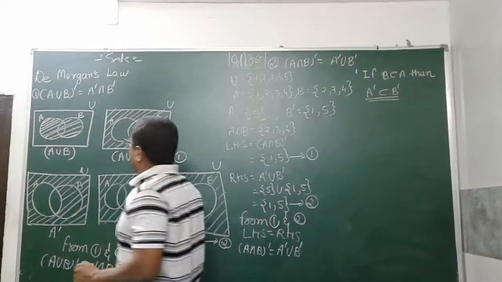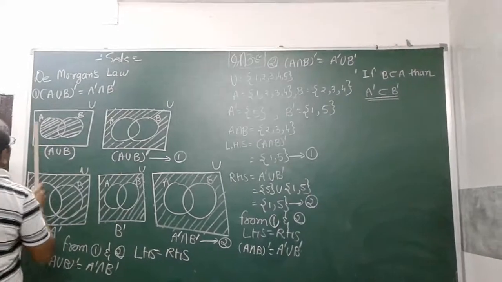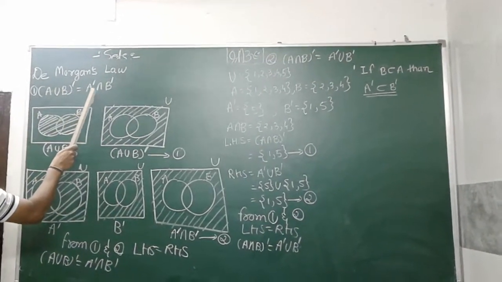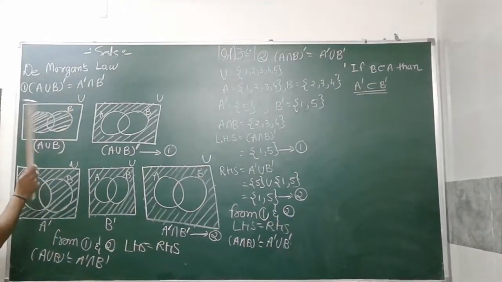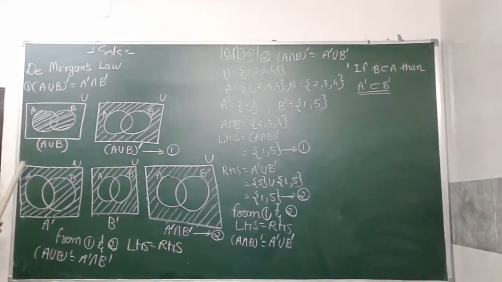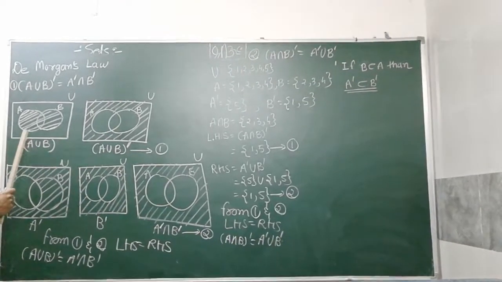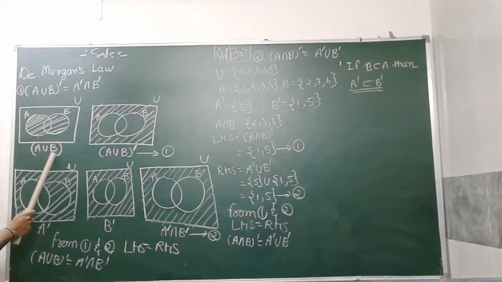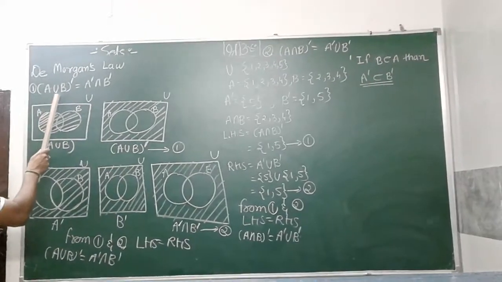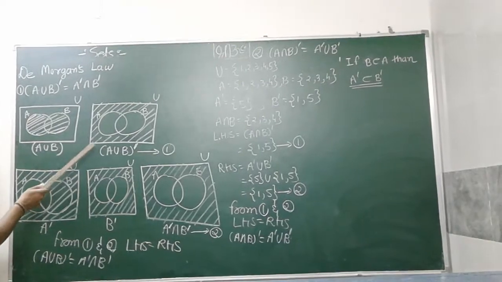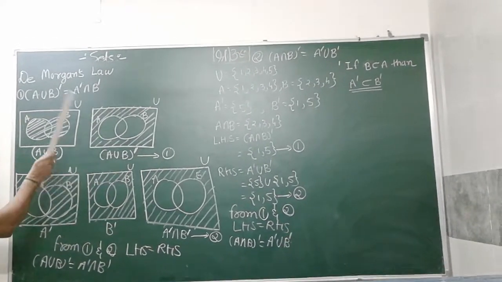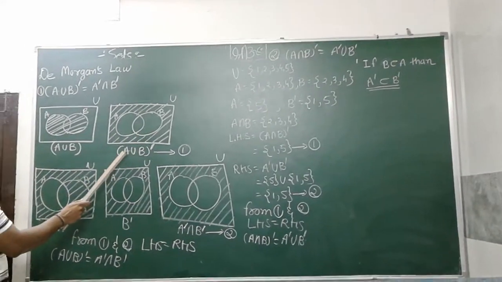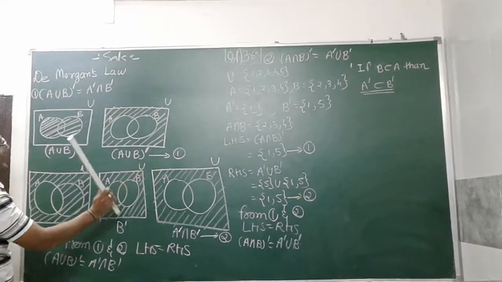There are two De Morgan's laws. The first is (A union B) whole complement is equal to A complement intersection B complement. First we prove that with the help of a diagram. A union B is the whole portion inside the circle. Now what is the complement of A union B? The set of elements which are present in the universal set but not present in A and B. That is A union B complement, statement number 1.